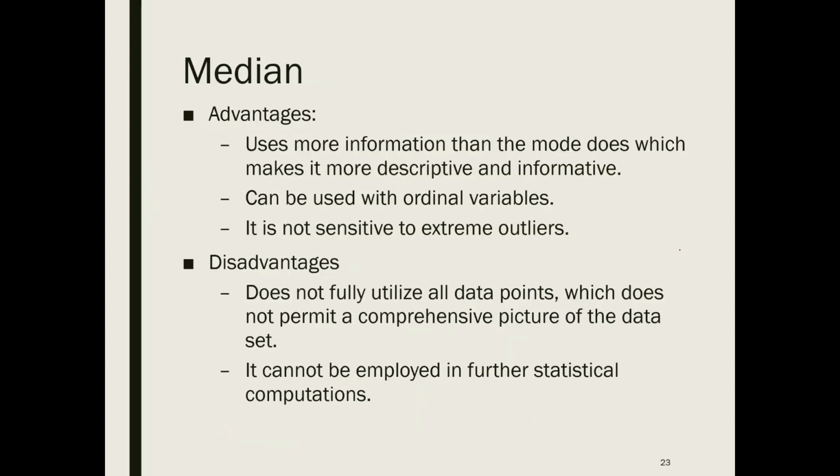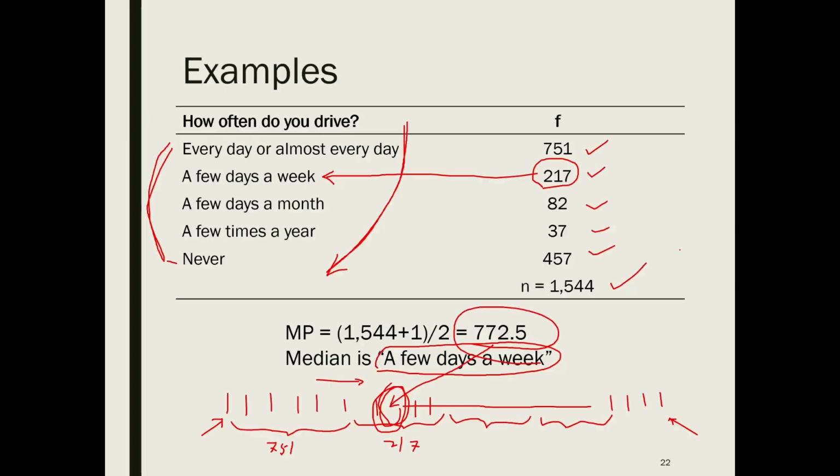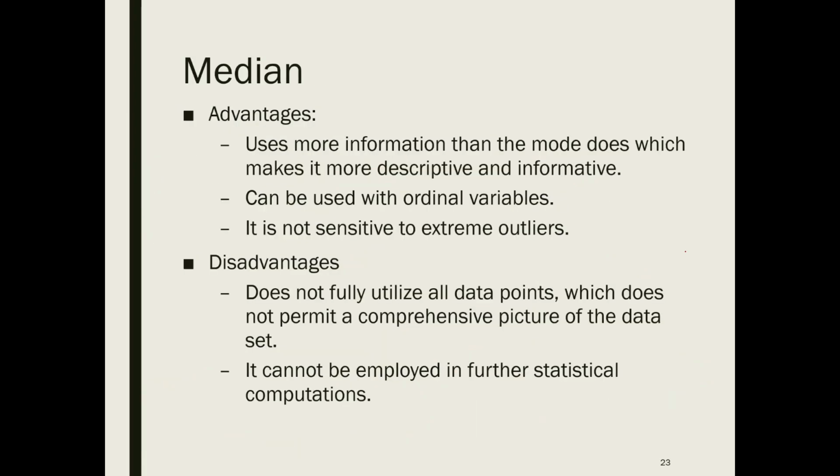So the good thing about the median is that it uses more information than the mode. We talk about the mode being just too simple, right? The median can also be used with ordinal variables and is not really sensitive to extreme outliers. Even if you have extreme outliers, we are still looking at something in the middle. Having a few people super positive or super negative doesn't really impact the middle, which is good.